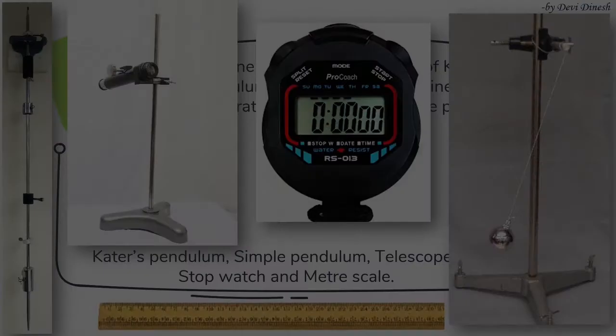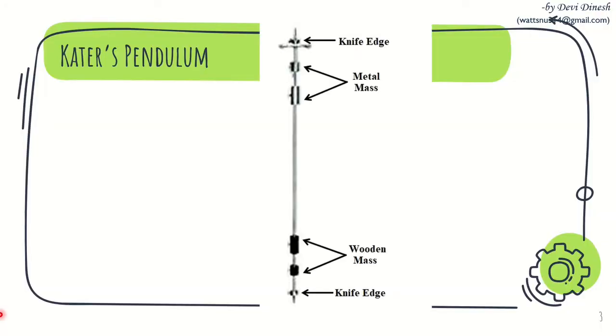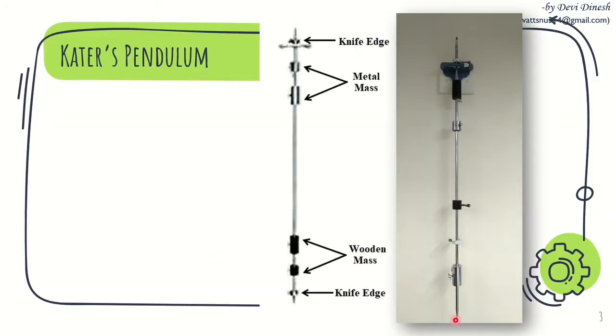So this is a Kater's pendulum. Kater's pendulum is a long metallic rod. Okay, you can see this metallic rod. It is around 1.5 meters long. It has got two knife edges here, one on each end. There are two big cylinders and two small cylinders. There is one big metal cylinder and one small metal cylinder. There is another big wooden cylinder and a small wooden cylinder.